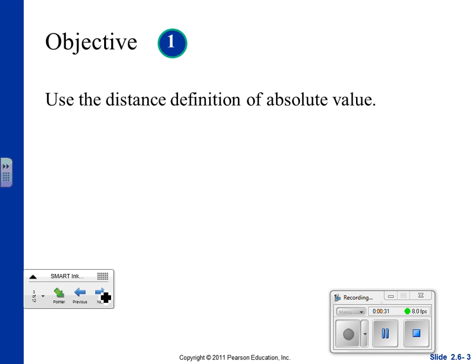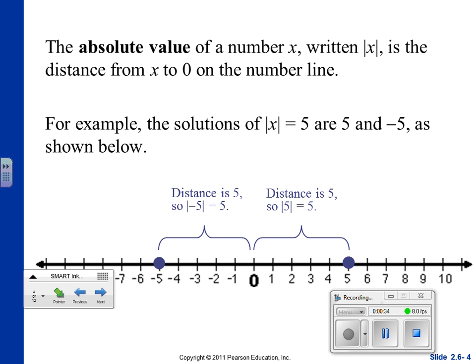So first off, the distance definition of absolute value. Absolute value literally means the distance from zero, from some point to zero. For example, if the absolute value of x is 5, then we're saying what are the points that are 5 units from zero? Well, negative 5 is 5 units from zero, and positive 5 is 5 units from zero. So those would both be solutions to that equation. So anytime you're dealing with an absolute value equation, with an x inside the absolute value, you're going to have two possibilities, when it equals a positive number and when it equals a negative number.